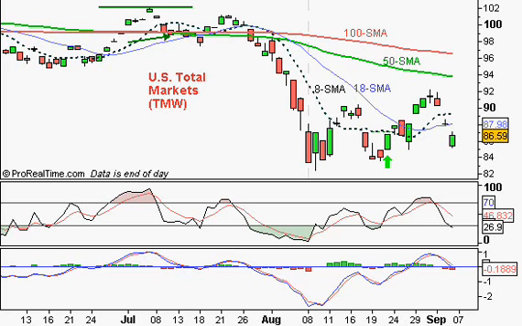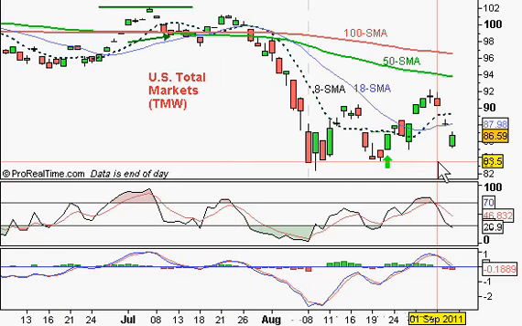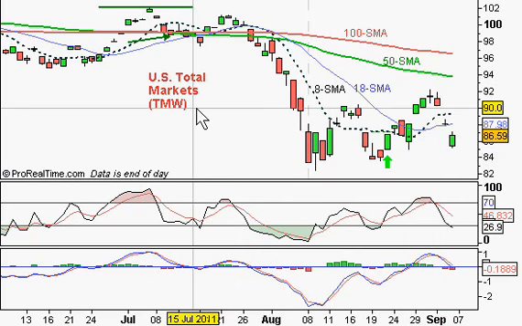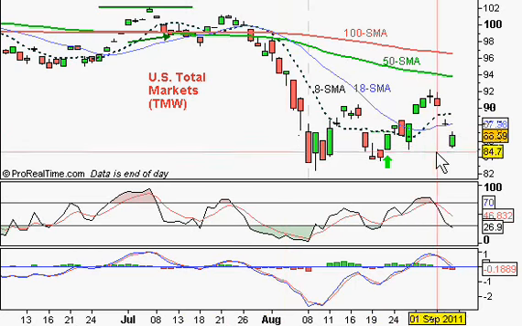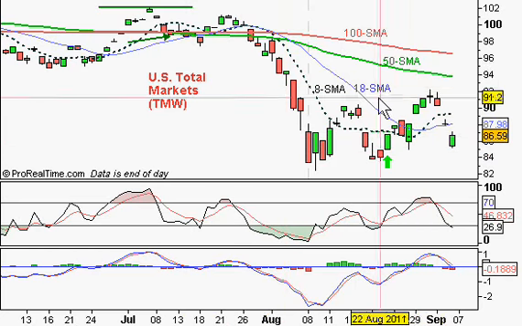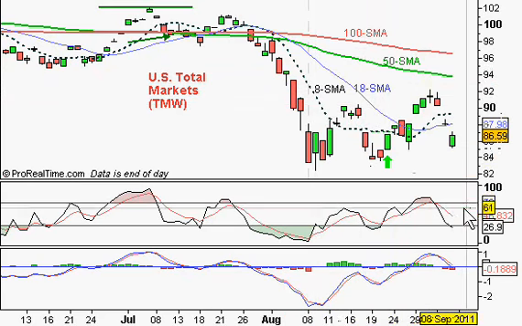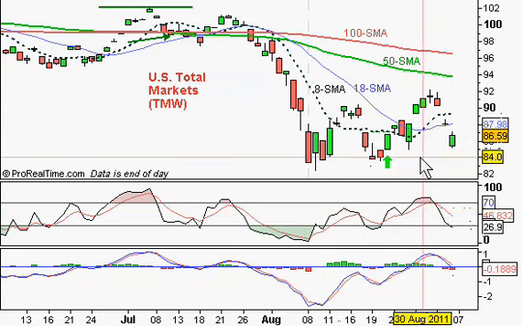Let's take a look and see what has happened in the market today real quick here. We're looking at the daily chart here, each candle representing one day going back 3 months. And we are looking at the U.S. total market, TMW. And with our lines here, the 100, 50, 18, and 8-day moving average, along with our RSI indicator and MACD. So let's take a look.